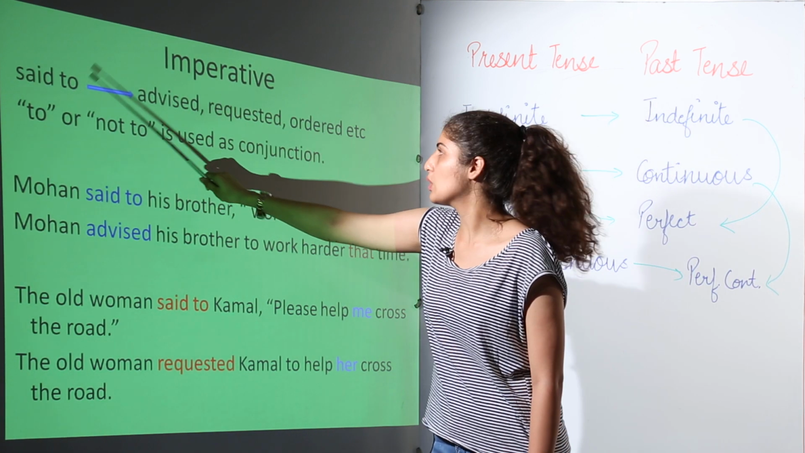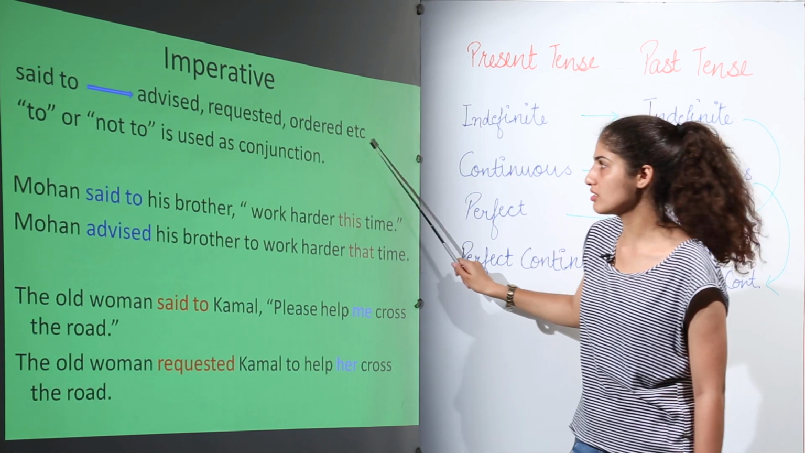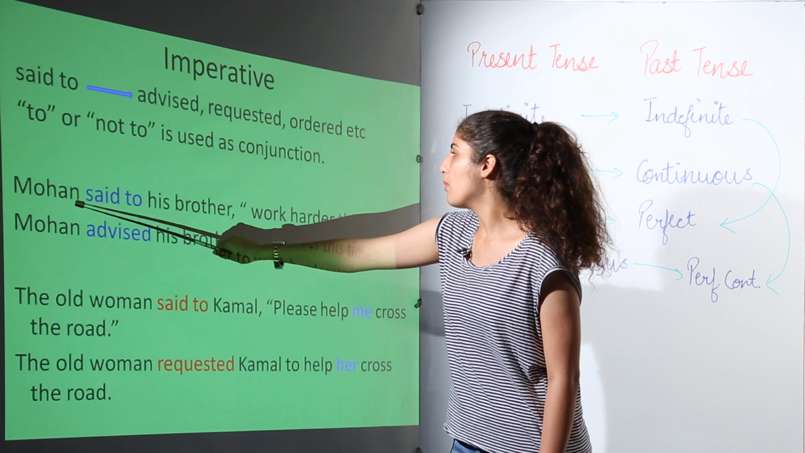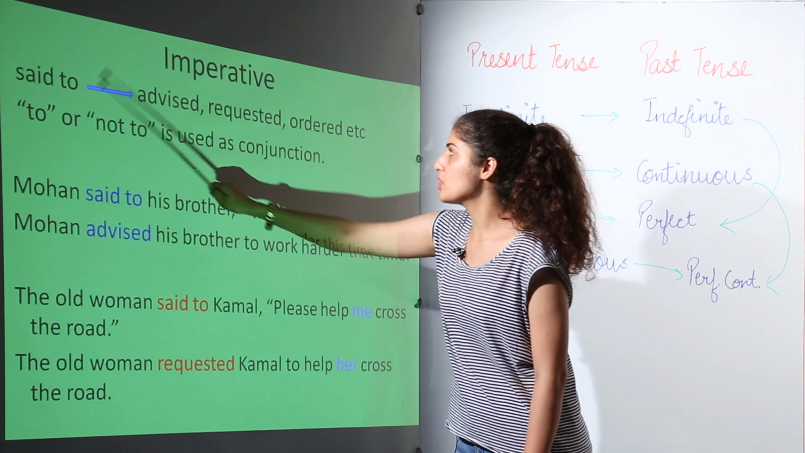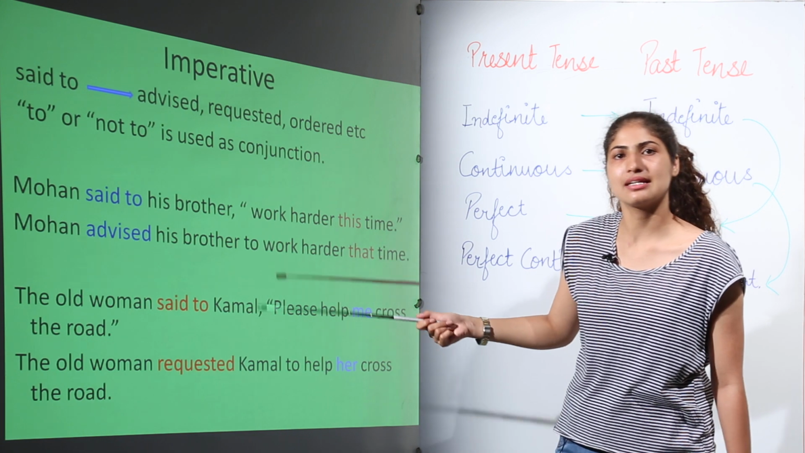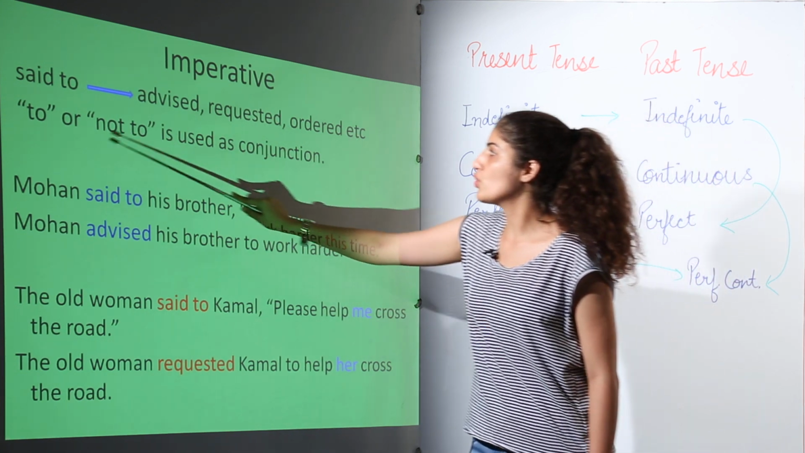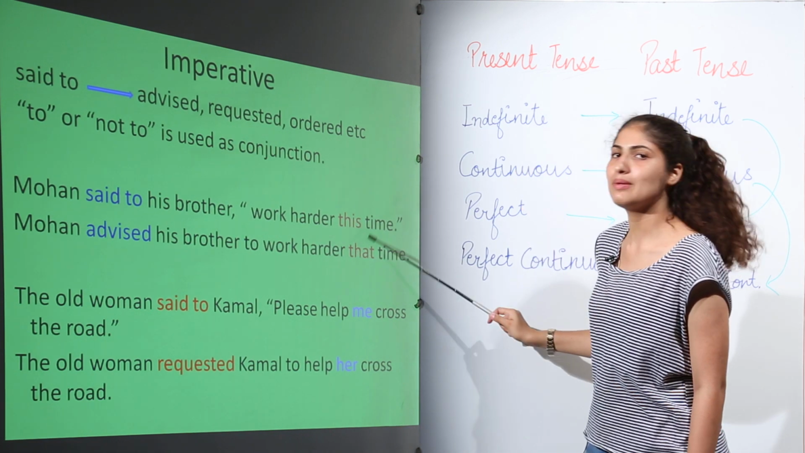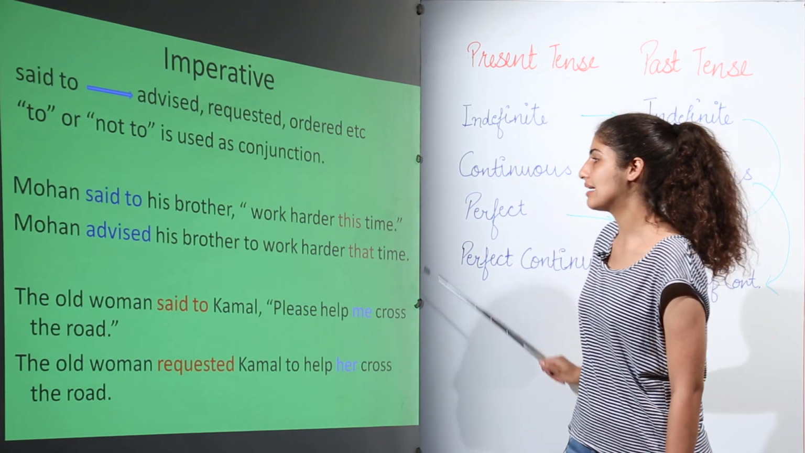Now the imperative kind of sentence. In the imperative sentence, said to is changed into advised, requested or ordered depending on the sentence, and to or not to is used as a conjunction. We have to use the conjunction to or not to. Mohan said to his brother, work harder this time. Now we know that said to is being changed into either advice, request or order. Now he says work harder this time. This is basically advice. So Mohan advised his brother to work harder. We have to use to or not to as the conjunction. So we will use to work harder, and this will be changed into that. So Mohan advised his brother to work harder that time.